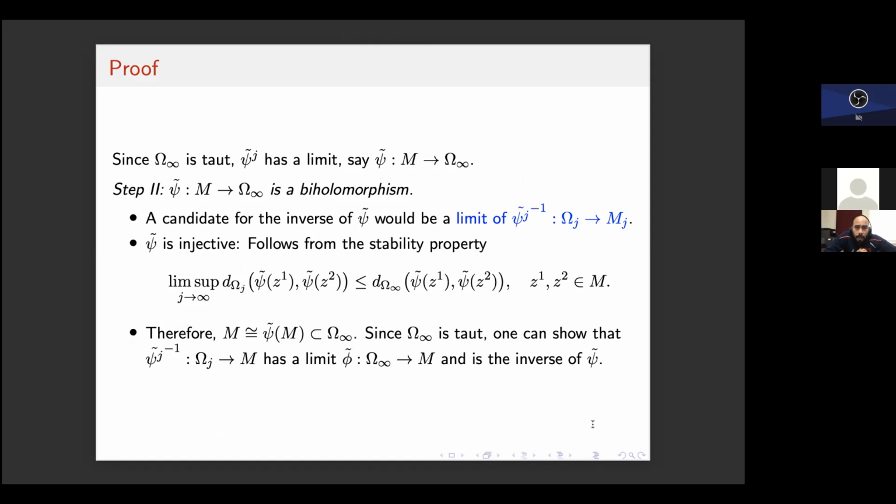Diganta, may I interrupt for a second? Yes, sir. I'm a bit confused with your notation. Could you just go back to the previous slide?